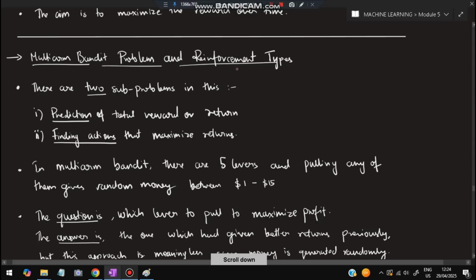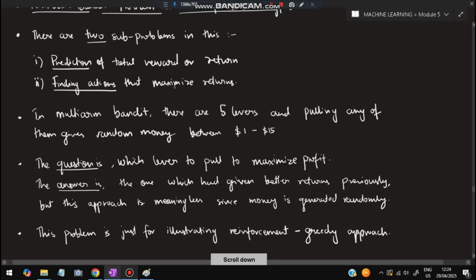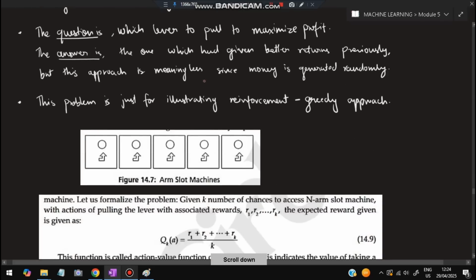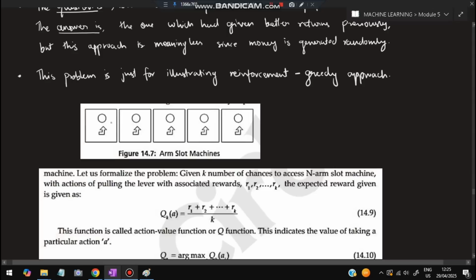Next is the multi-armed bandit problem and reinforcement types. There are two subproblems in this: prediction of the total reward or return, and finding the actions that maximize the return. For example, just assume that you go to a gambling center. In the gambling center, there are 5 slots. You can pull any of these slots. If you pull any of these slots, you will get some random value, for example $1 to $15. If you pull this, you can get any value in between this.